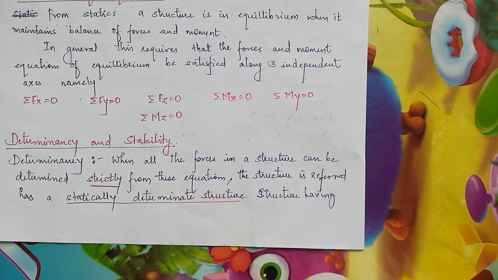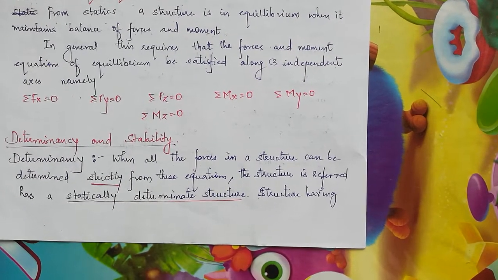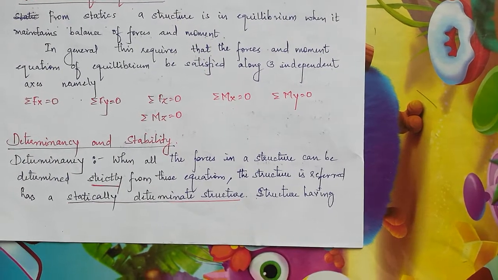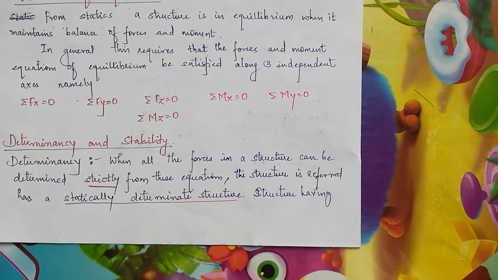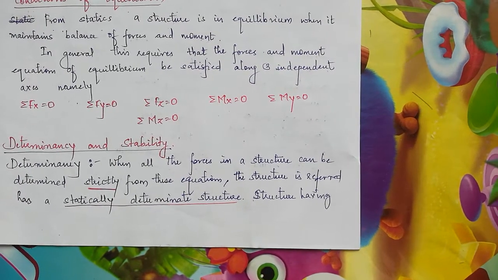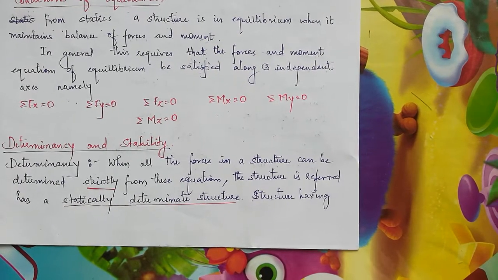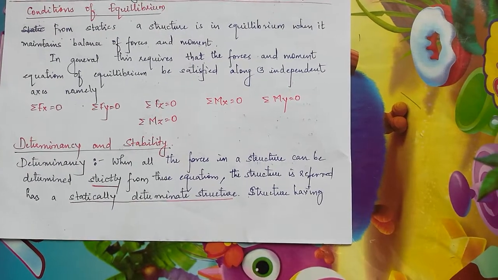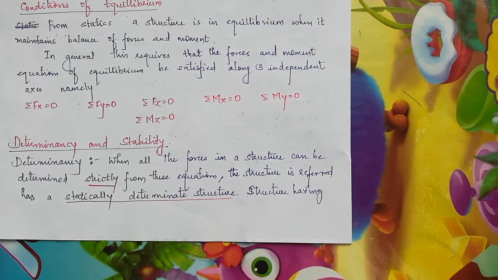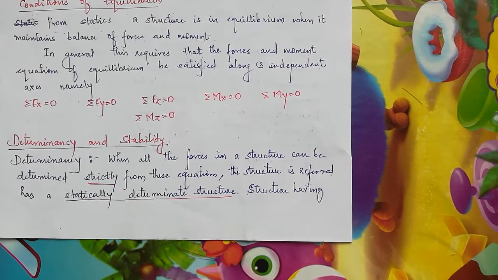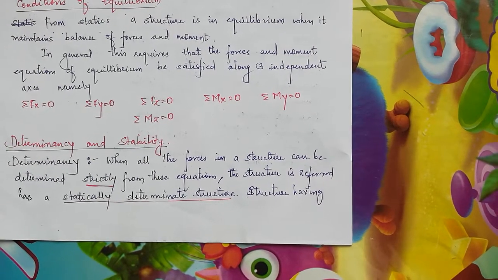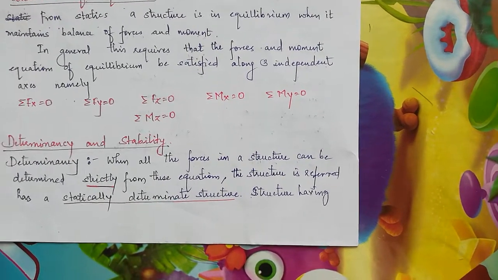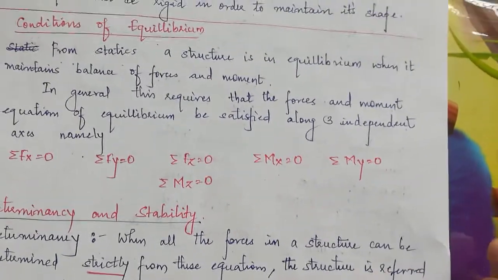Now, what are these? Determinacy and stability. Determinacy, when all the forces in a structure can be determined strictly from the equilibrium conditions, that structure is referred to as a statically determinate structure. Okay, it can be either a space structure or a plane structure, when all the forces acting on that body are stabilized by your equilibrium conditions, then that type of structure is called a determinate structure.